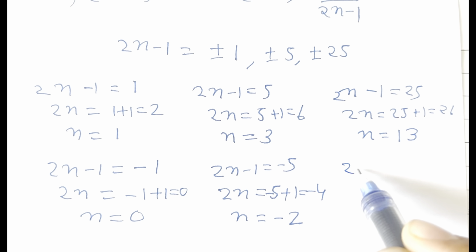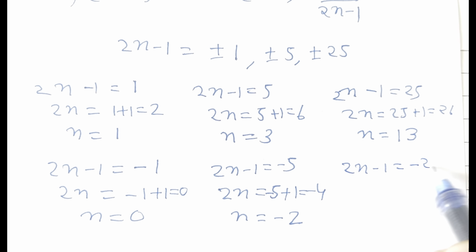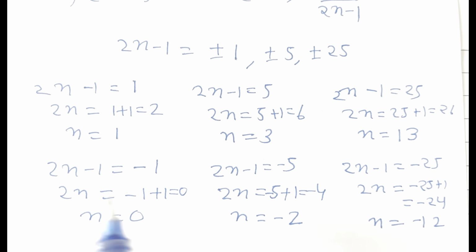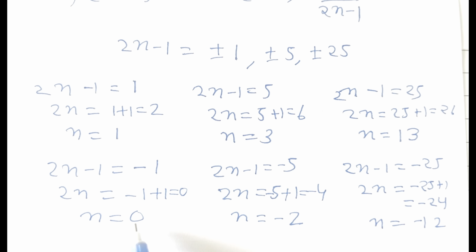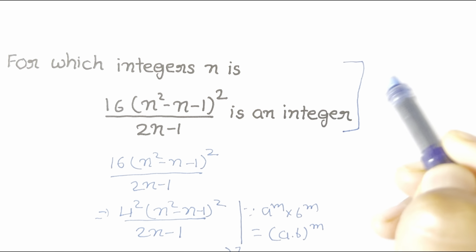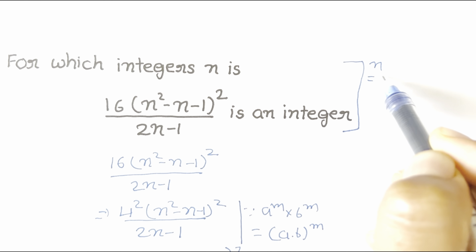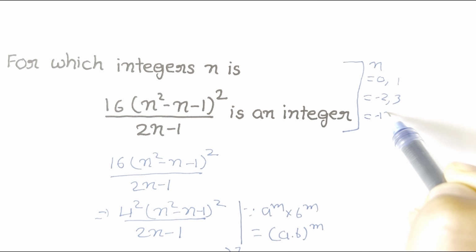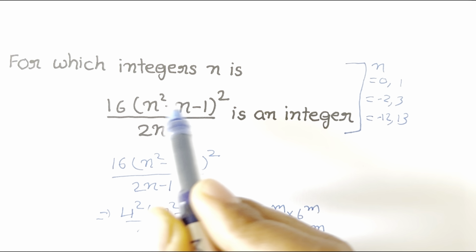Last case, when 2n − 1 is equal to −25, then 2n will be −25 + 1 which is equal to −24. Hence, n will be −24 divided by 2, −12. So we have a total of 6 values. Therefore, for 6 values of n which are 0, 1, −2, 3, −12 and 13, this expression will have an integer value.